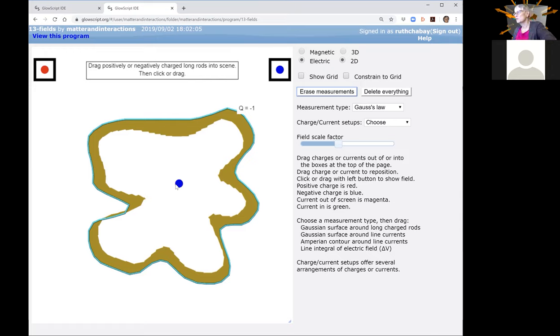You can experiment with this program yourself. It's in the example programs at glowscript.org.